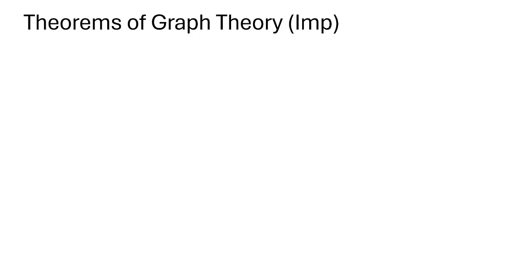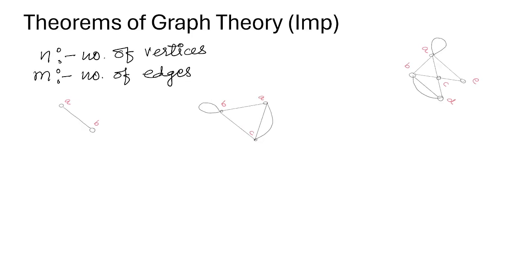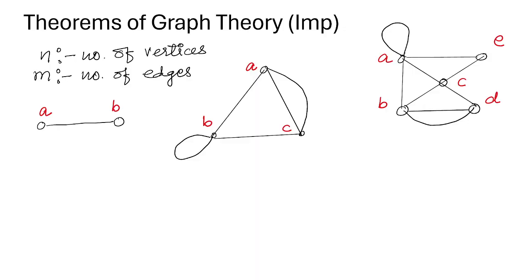So let us start with the theorems of graph theory. We will be discussing some in this lecture and some in others. Consider three graphs. The terminology will be like this: the number of vertices in any graph I will call n, whereas the number of edges will be called m. So n is the order of the graph and m is the size of that graph.